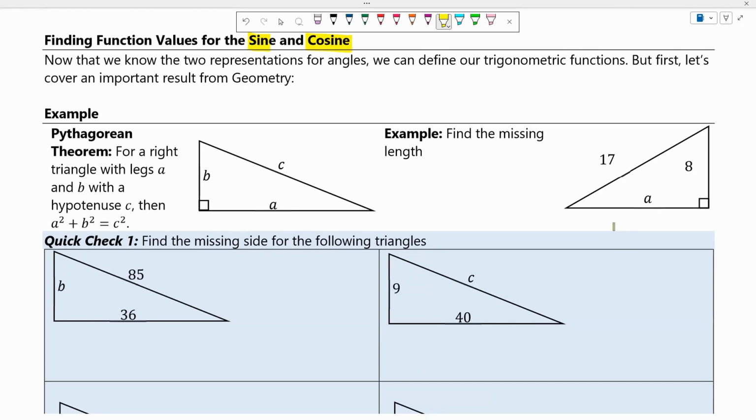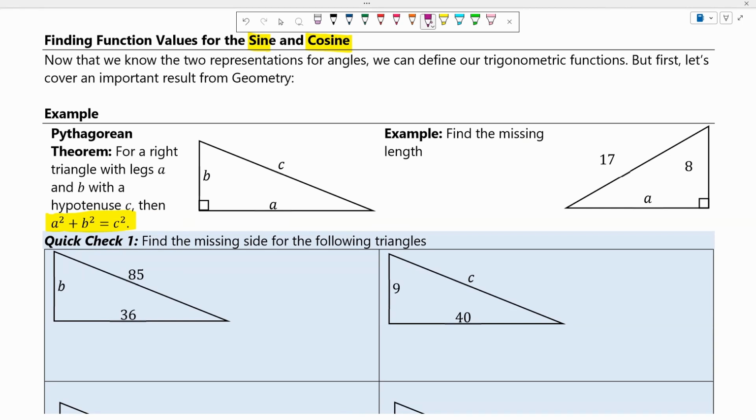Before we get there, I got to show you guys this: the Pythagorean identity, or the Pythagorean theorem, sorry. It's the one that you sort of know and love from geometry. If you have the three sides of a right triangle, then they've got to fit this equation right here: A squared plus B squared is equal to C squared. This only works for a right triangle.